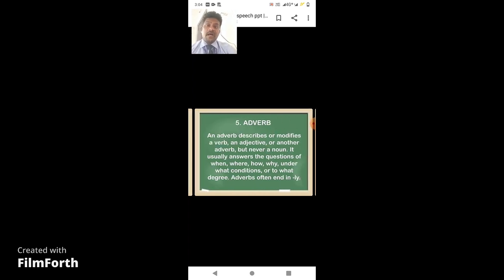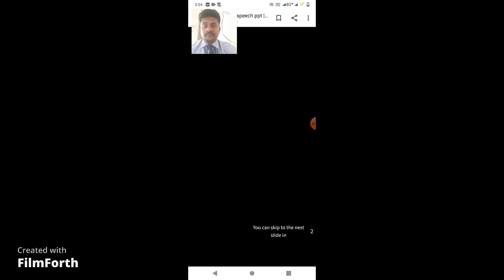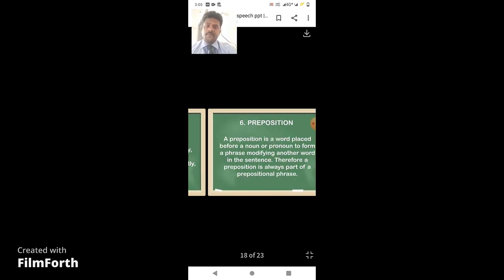Okay. Next one, adverb. What is an adverb? Add plus verb. It describes or modifies the verb or an adjective or another adverb, but never a noun. Particularly, it describes or modifies the verb. It usually answers the questions when, where, how, why, and under what conditions, to what degree. Usually, adverbs end with ly. Adverbs, for example: fully, almost, secretly, normally, occasionally, usually, frequently, badly, greatly, cheerfully, eagerly, wishfully, right?